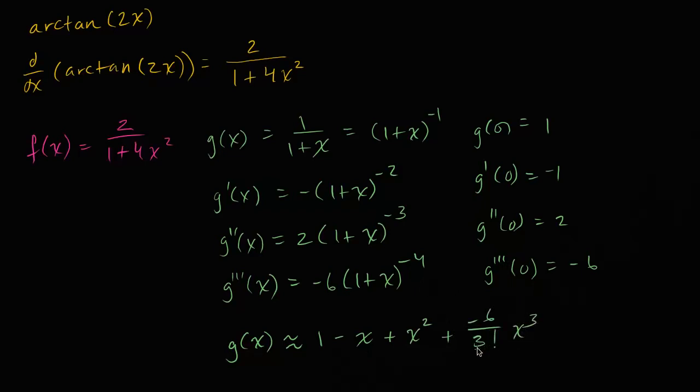Well, 3 factorial is just 6. So negative 6 divided by 6 is just negative 1. So that's going to be negative x to the third.